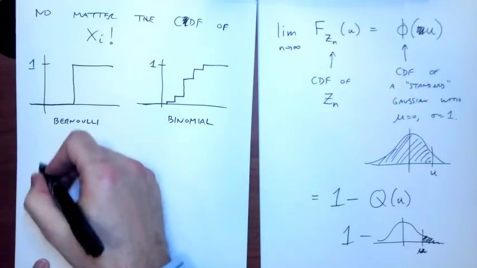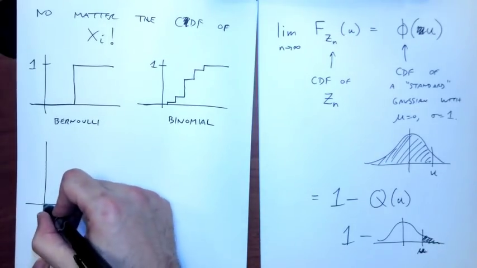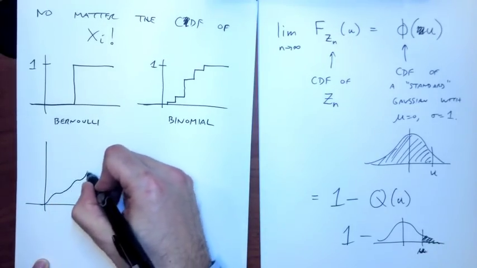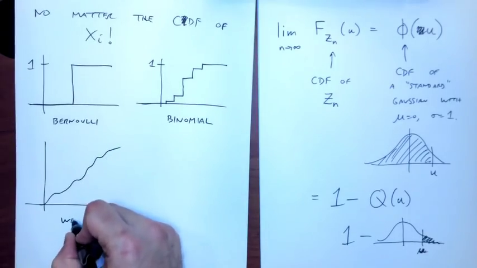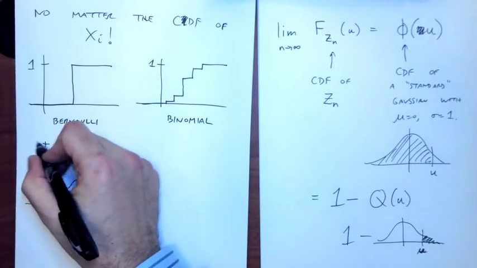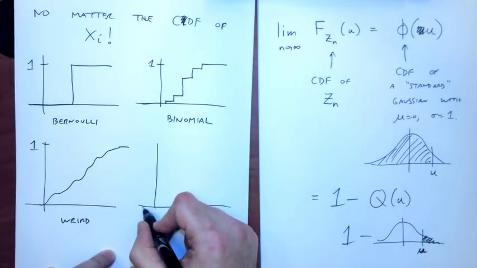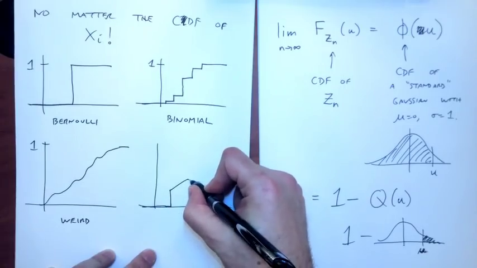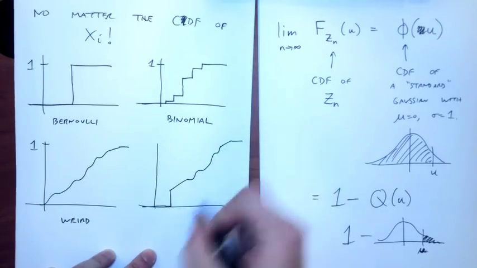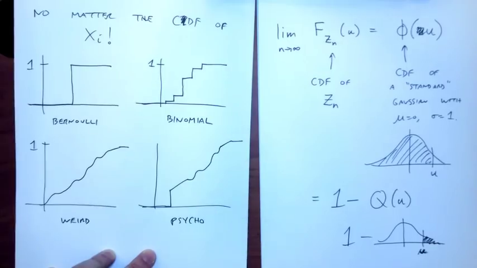If I had some sort of weirdo CDF, like a continuous random variable, whatever it is, as long as it tops out at 1, or some sort of mixed, crazy PDF. No matter what the input distribution is, as I add a whole bunch of them together, eventually I get the beautiful smooth bell curve. So that's pretty cool.